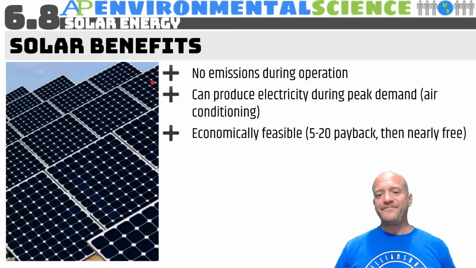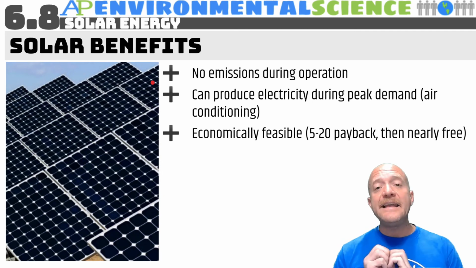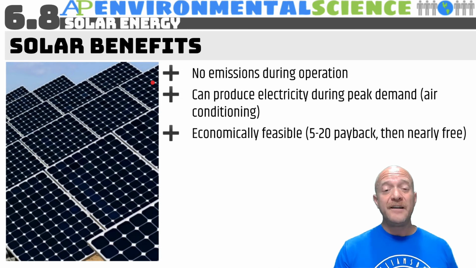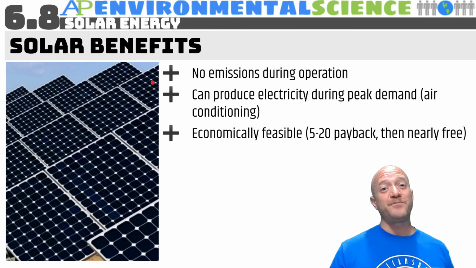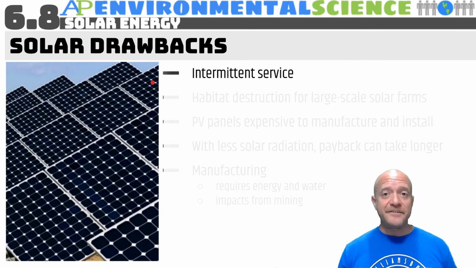It might take 5 to 20 years to pay this back. The solar panels are very expensive, but after you pay them back, it's basically free. So it's going to take an initial investment, which is maybe a drawback, but then once you pay it back, you get free solar energy. So if you want to live off the grid, solar energy is probably your best bet. So some of the drawbacks: the service is intermittent.